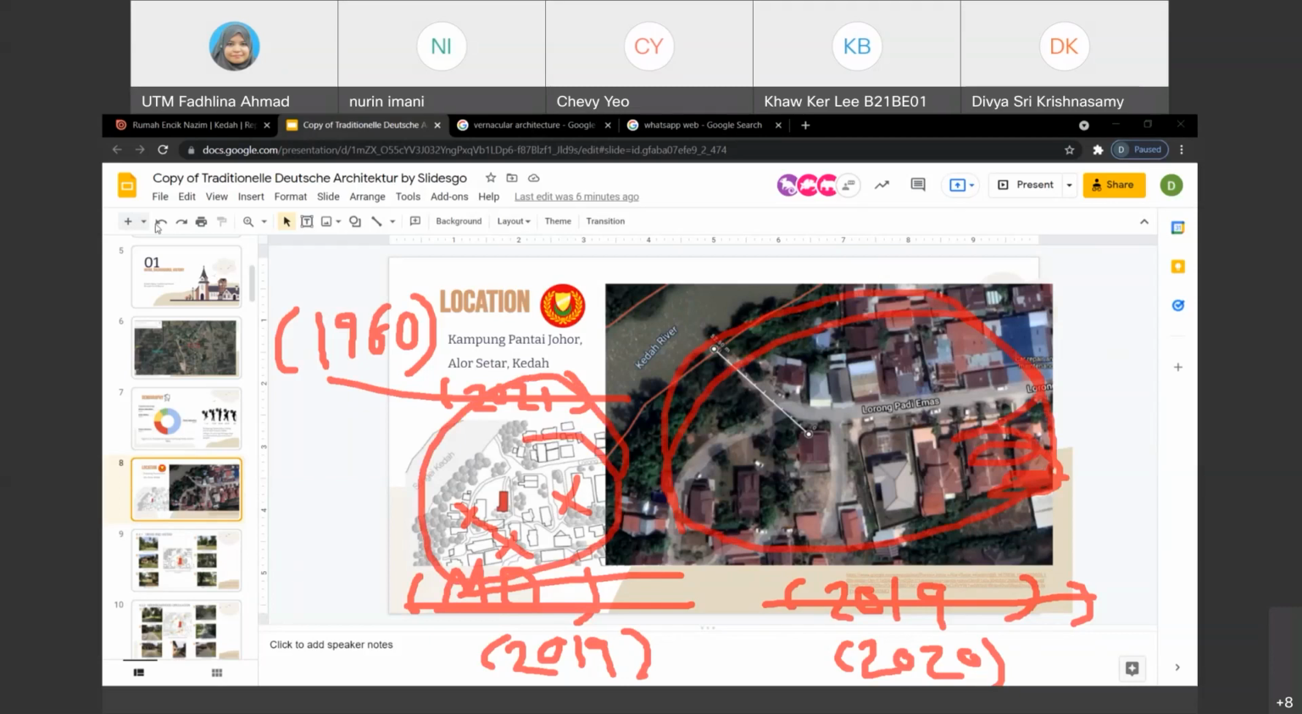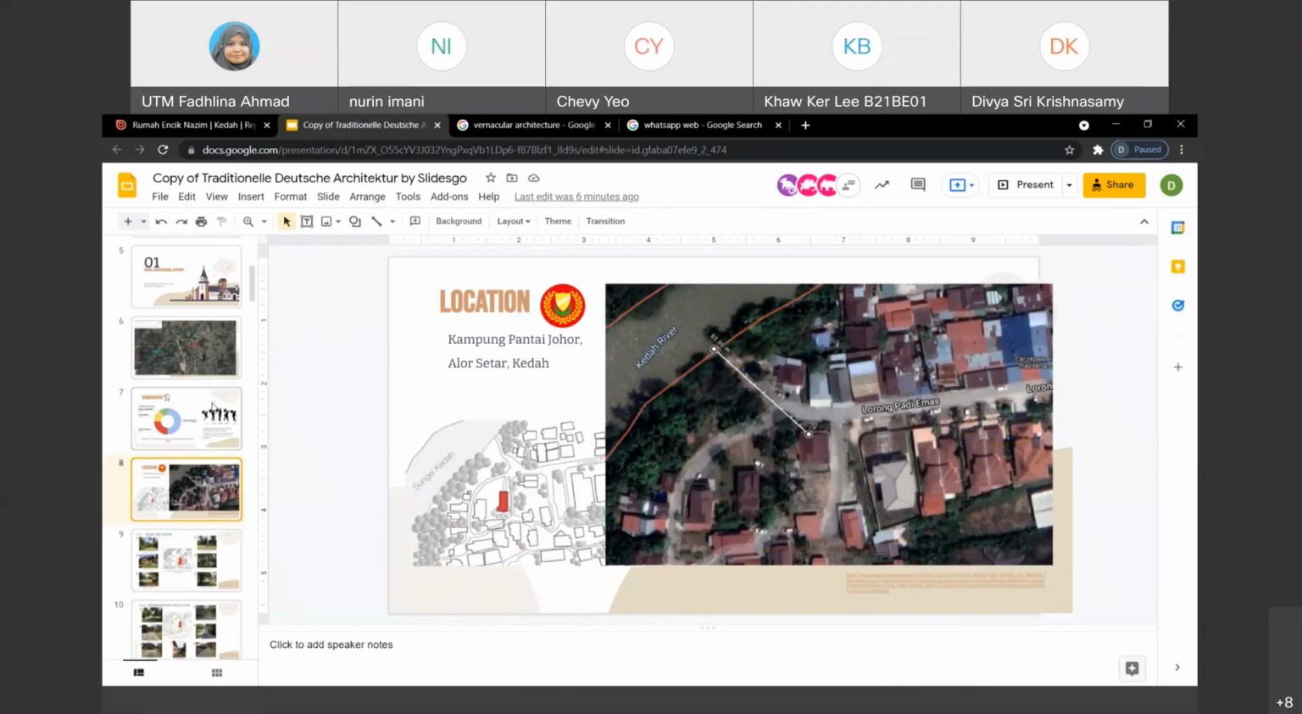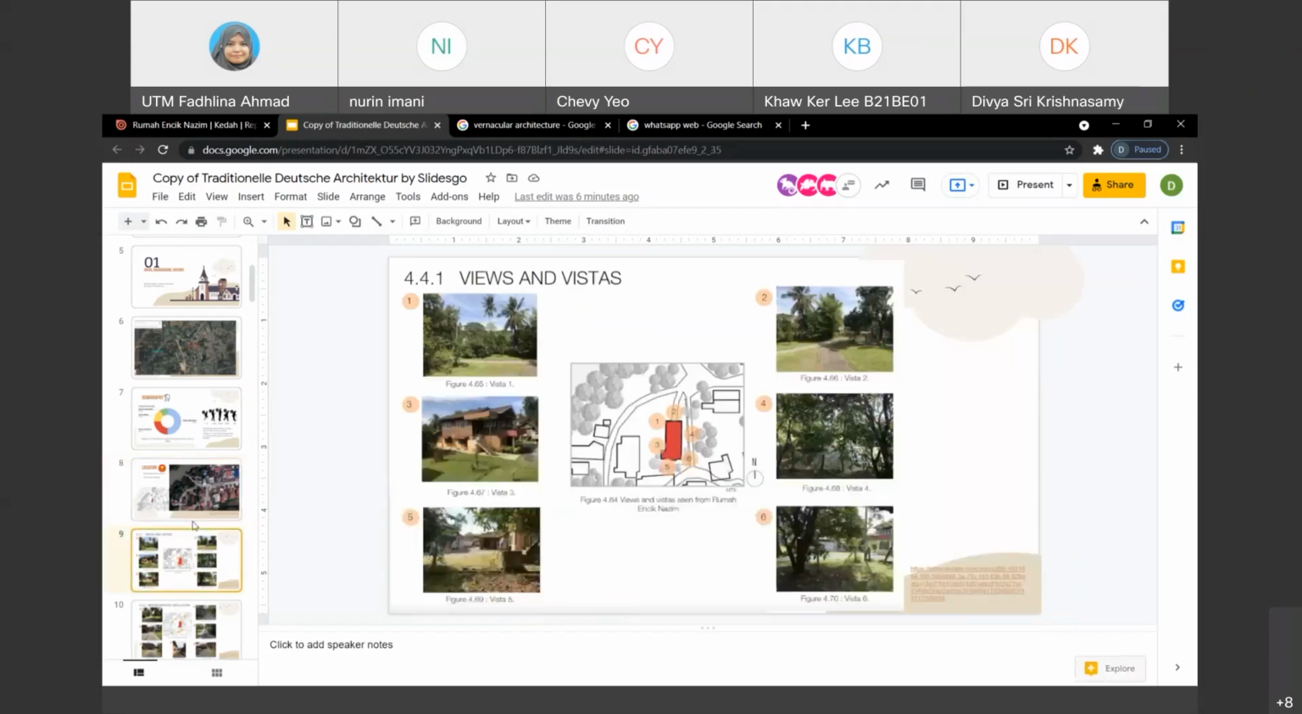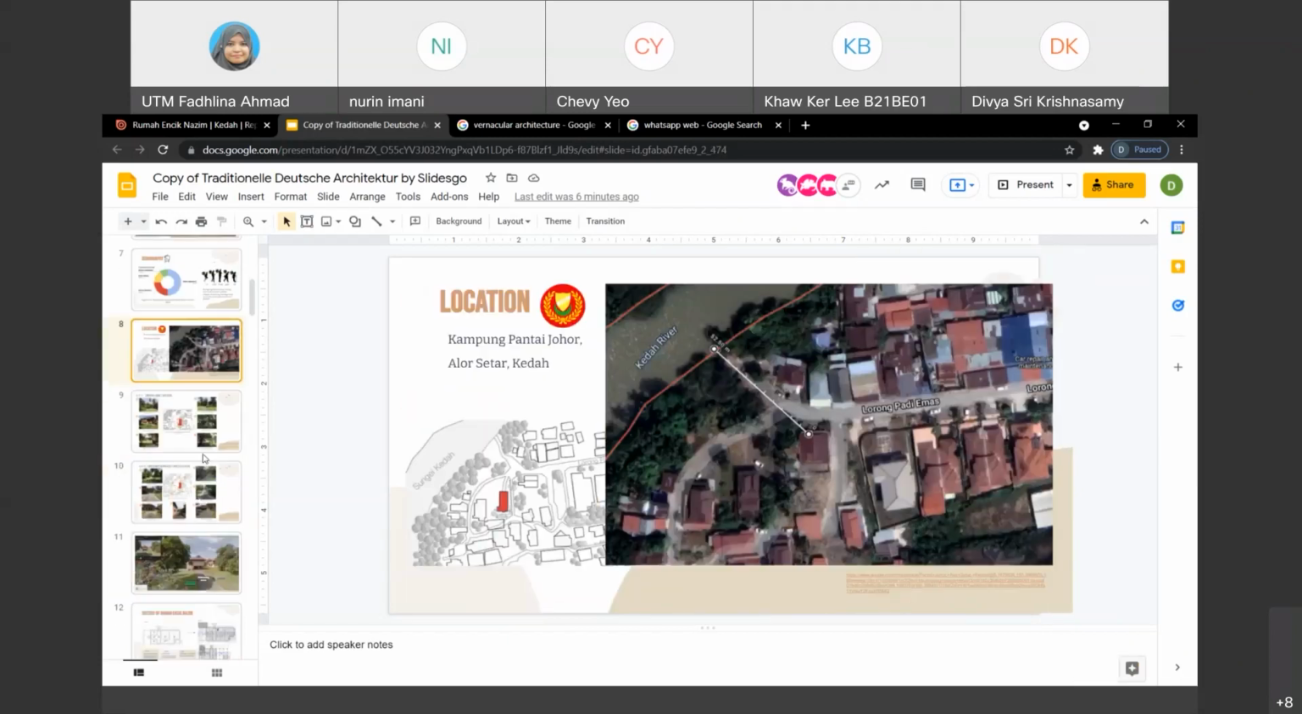So based on this picture here, I measured from Google Map the distance between the Sungai Kedau and the Rumah Encik Nazir is 52.60 meters. And for the reference there, they also say that to prevent flooding, the base of Rumah Encik Nazim was elevated. In addition, this character became one of the vernacular elements in this building.